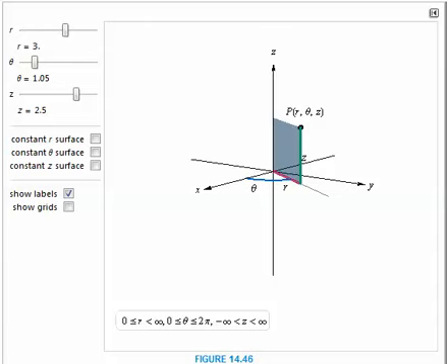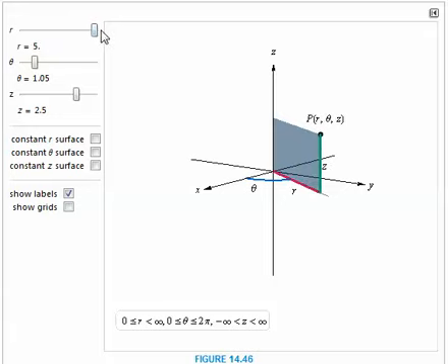A point in cylindrical coordinates is represented by r, theta, and z. R, let's look at what happens as I move r. R is the distance from the z-axis to the point. So here r is equal to 5. The point is 5 units from the z-axis. And here r is equal to 0. The point is a distance of 0 from the z-axis. Let's put it back at 5.